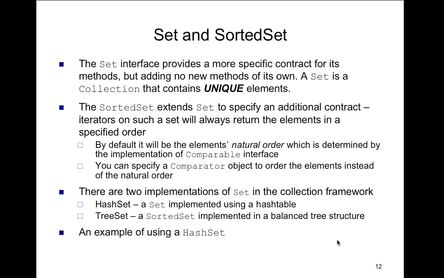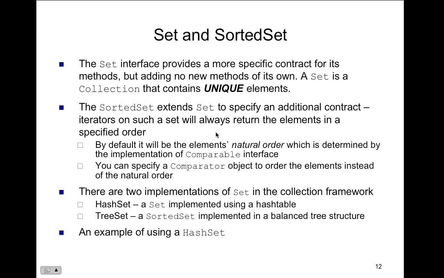Then we have sets and sorted sets. So a list is indexed 0, 1, 2, 3, 4, 5. A set doesn't necessarily have an index to it. You can order it and sort the set and create the index on it. But the Set interface provides a more specific contract for its methods. Adding no new methods of its own, the set is a collection that contains unique elements, instead of the ArrayLists or the LinkedList where you can have duplicate elements. So if you want a set, you can only get one of each.